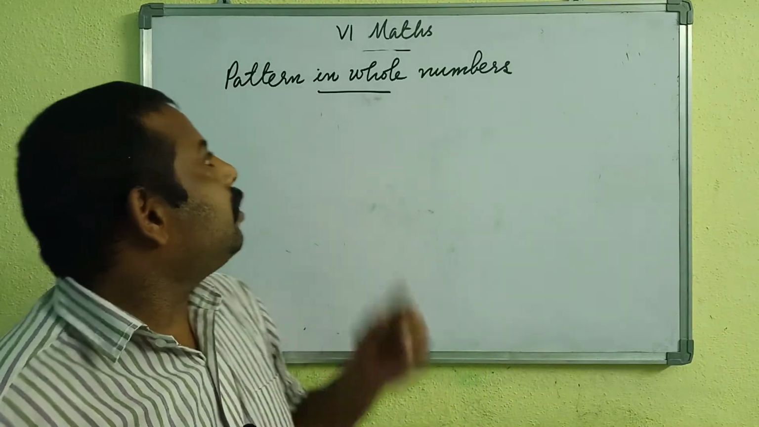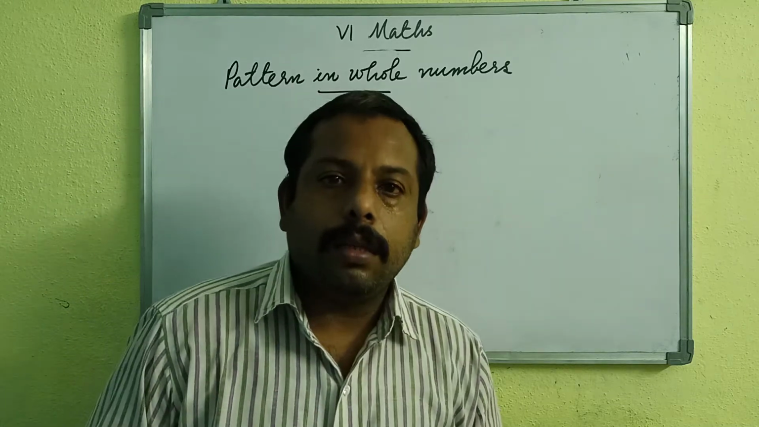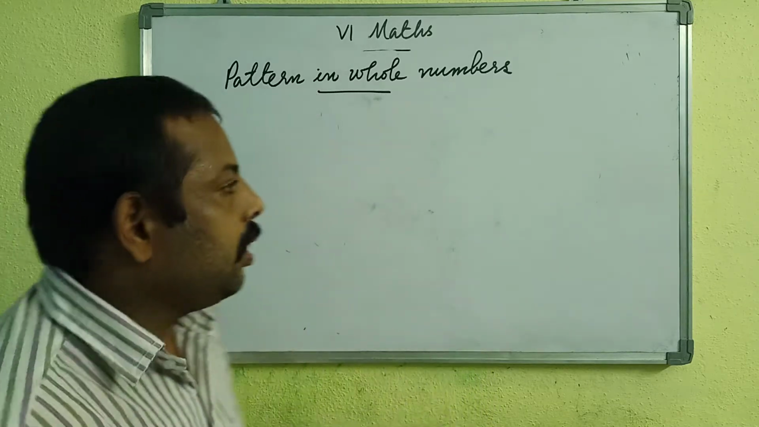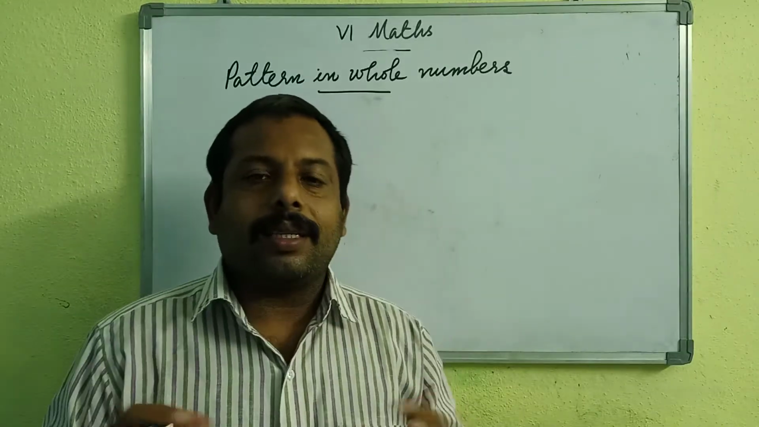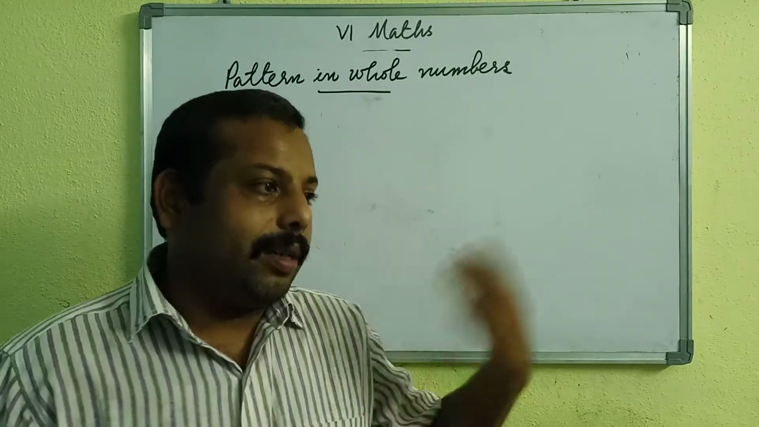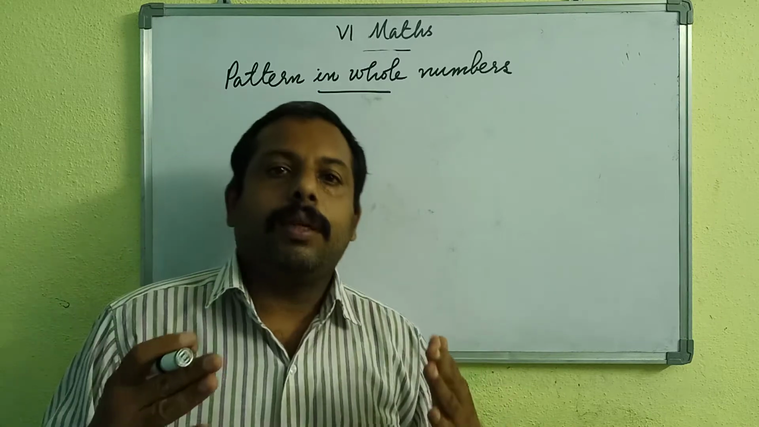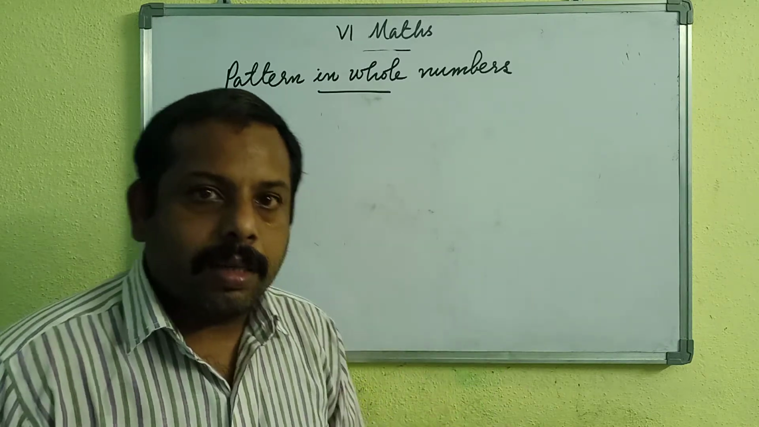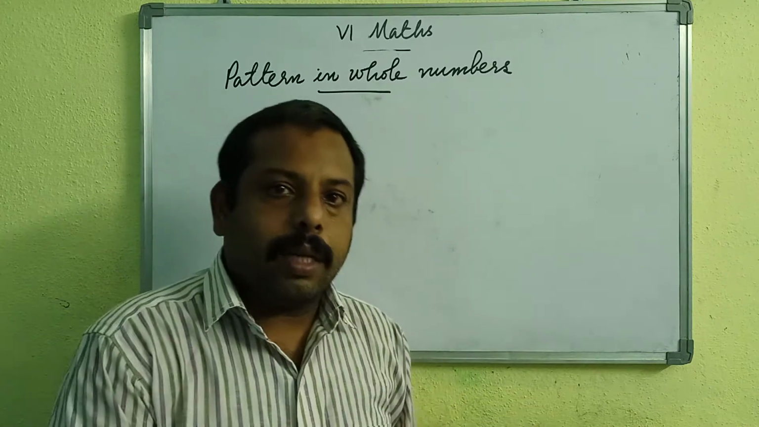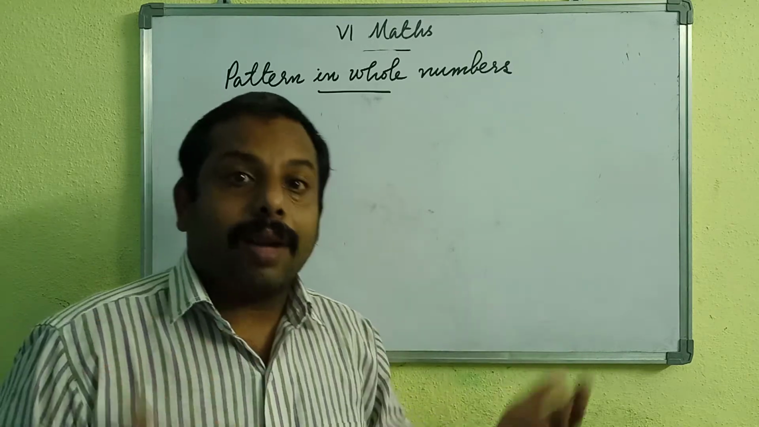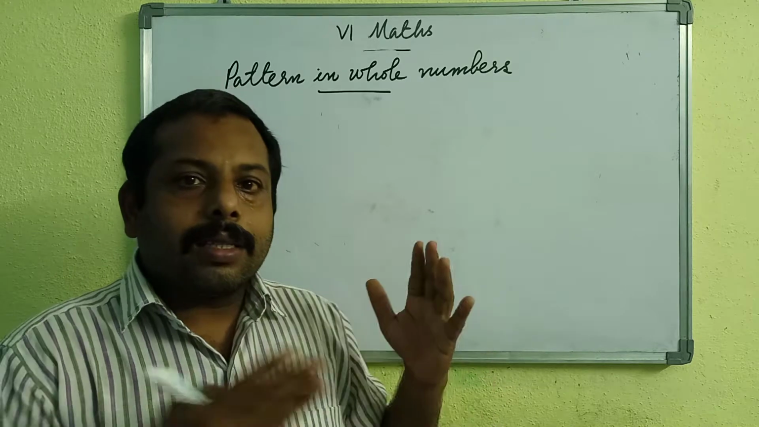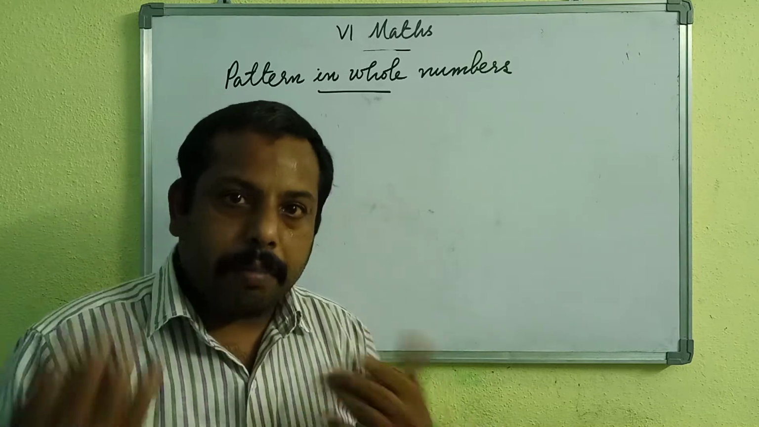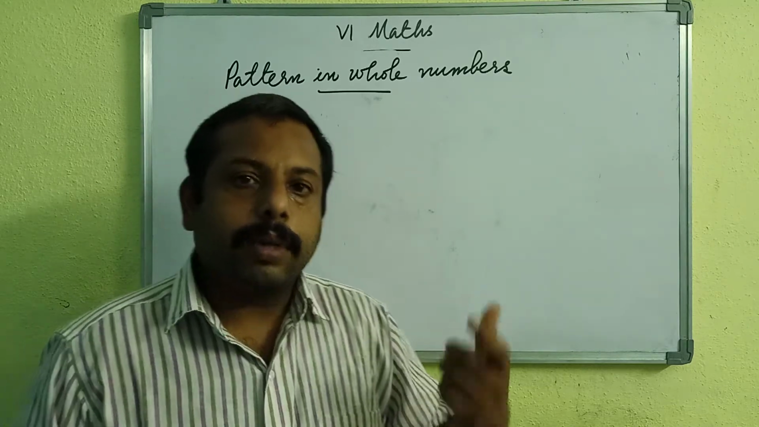Today, let us learn pattern in whole numbers. See, whole numbers can be shown in some of the elementary shapes like a line. Some of the whole numbers can be shown as a rectangle, some of them as a square, some of them as a triangle with the help of dots. So let us see some of those shapes that can be made using some numbers.